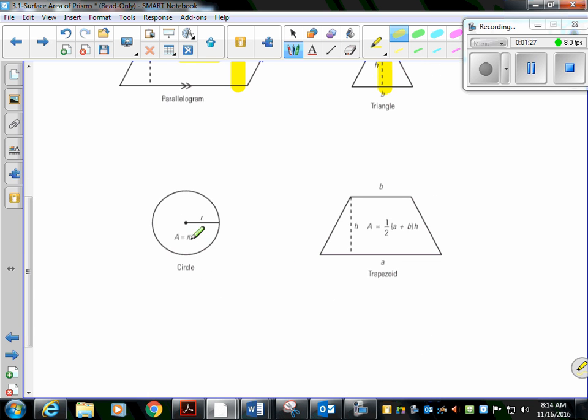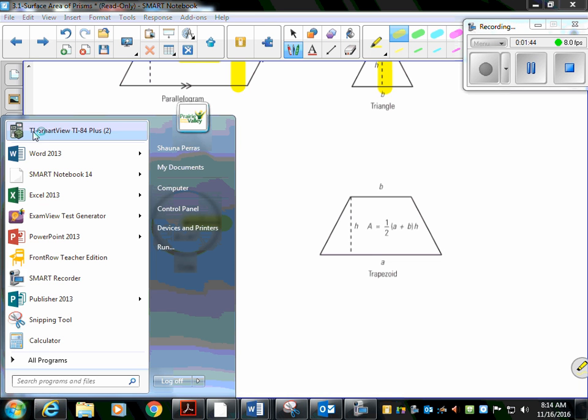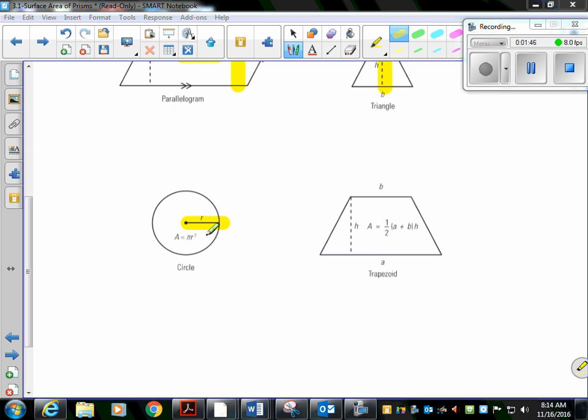Okay. Then circle is pi r squared. R stands for your radius, and pi is actually a button. It stands for 3.14. It's a button on your calculator to use all the decimals. Do not just type in 3.14. On our calculator, I'll show you where that pi button is.